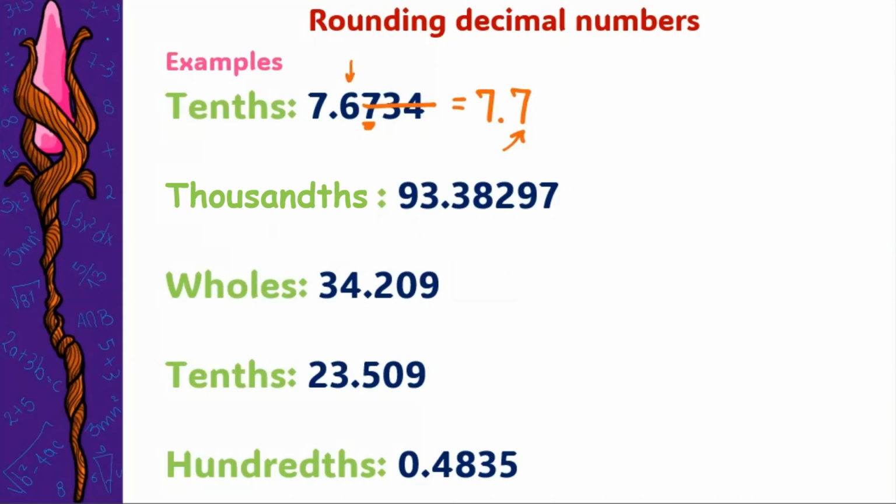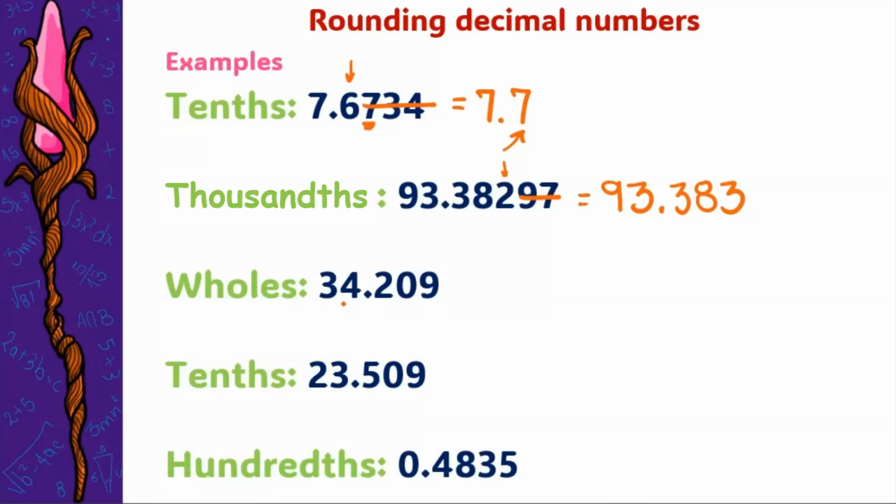Let's check this one. This one is about rounding to the closest thousands. The position of the thousands is here, so we need to eliminate this part. But this is a 9. Bigger than 5, it goes up. So this one goes up, 93.383, because it goes up. It's closer to the 383 than the 382.